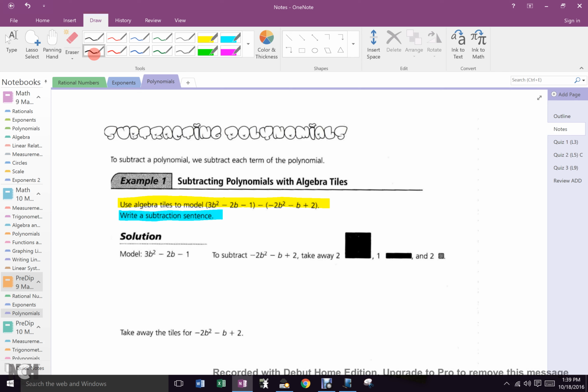So let's model it first. 3b squared minus 2b minus 1. Now, don't do the shortcut here. There's a reason I don't want you to do the shortcut, okay? We're actually going to draw it out. 3 big guys. Agreed? Okay. 2 bars, shaded. Agreed? And 1 little guy, shaded.